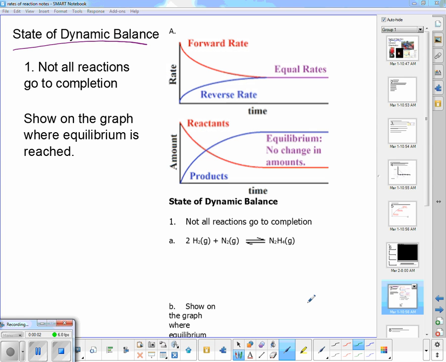Okay, we ended up with dynamic equilibrium. That's where we should be on our notes. Okay, on rates of reaction, we're going to finish up our notes today.